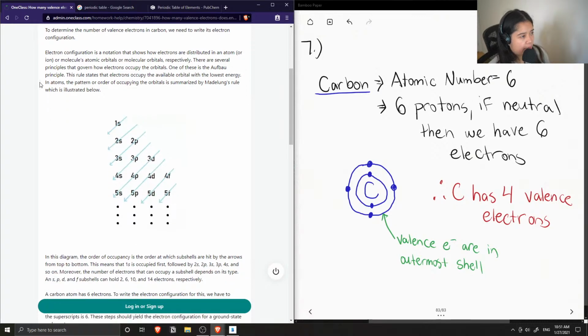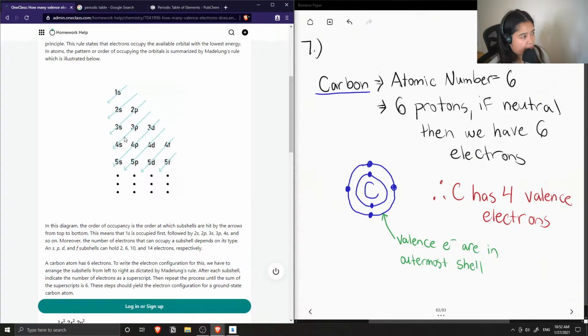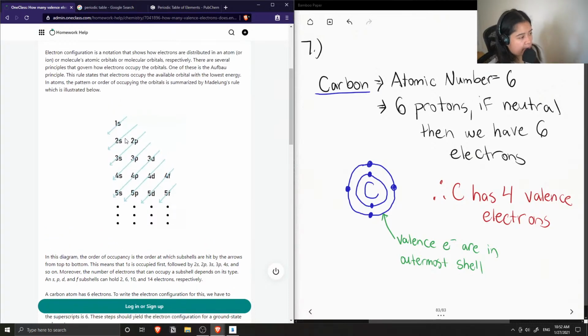There are several principles that govern how electrons occupy the orbitals. One of them is the Aufbau principle. This rule states that electrons occupy the available orbital with the lowest energy. In atoms, the pattern or order of occupying the orbitals is summarized by Madelung's rule, which is illustrated below. Okay, so they show an easy way of writing out electron configuration. And then as you go down the arrows, this is the order in which you would write out your electron configuration.